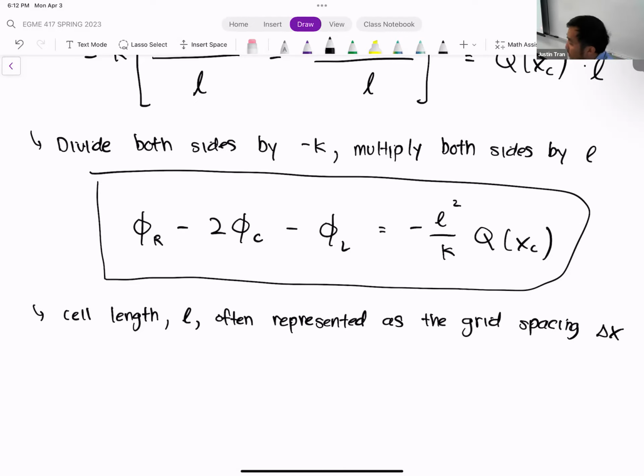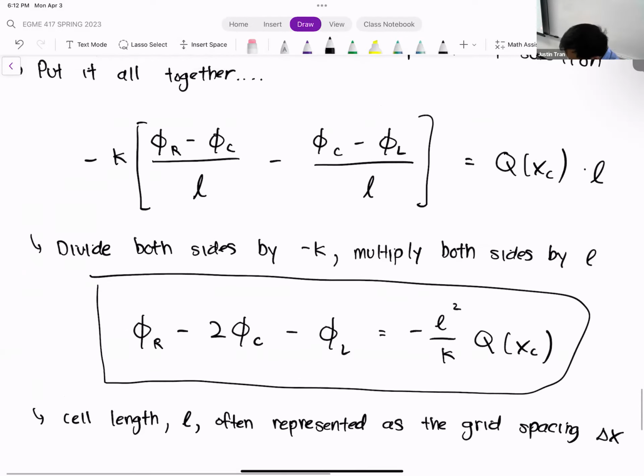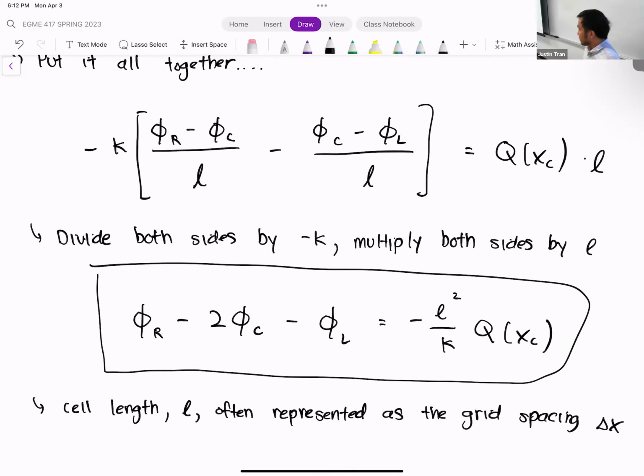Question, yes. The first term is phi R minus phi C. Yeah, both phi C's have to be negative. So the first one's phi R minus phi C, the second one was phi C minus phi L. They're both forward differences.